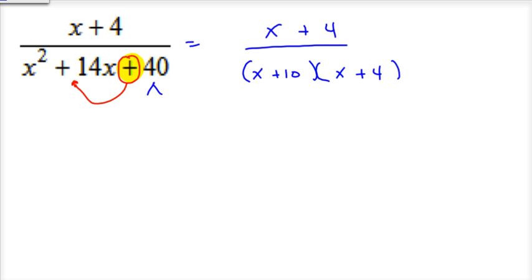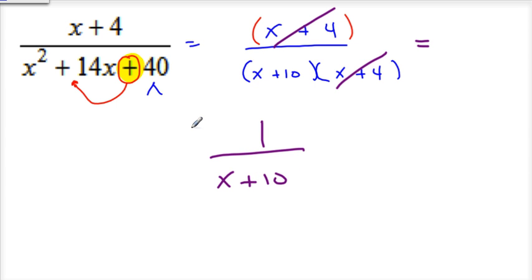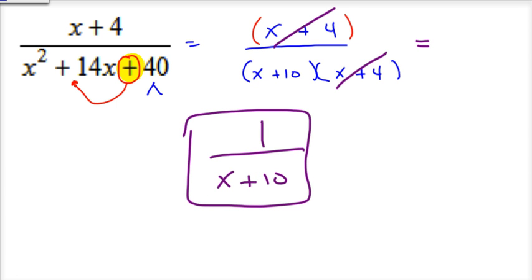Now I have this here, the quantity x plus 4, over the quantity x plus 10 times the quantity x plus 4. I have the same quantities here. So now I simplify, the x plus 4's go away. What's left in my numerator? 1, good, over x plus 10. So my answer here is 1 over x plus 10.